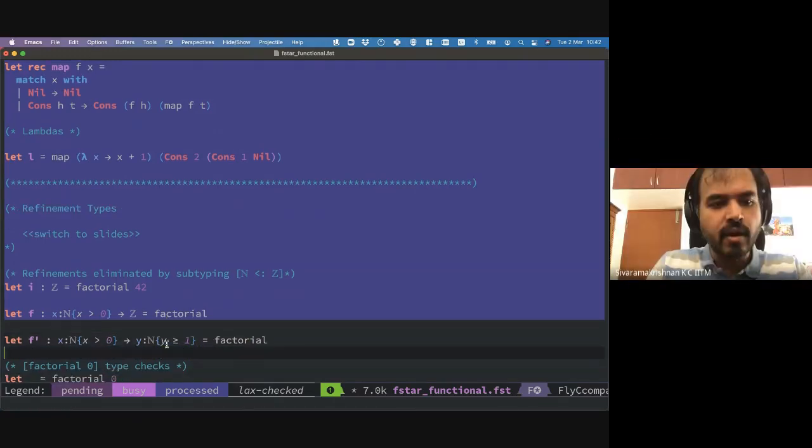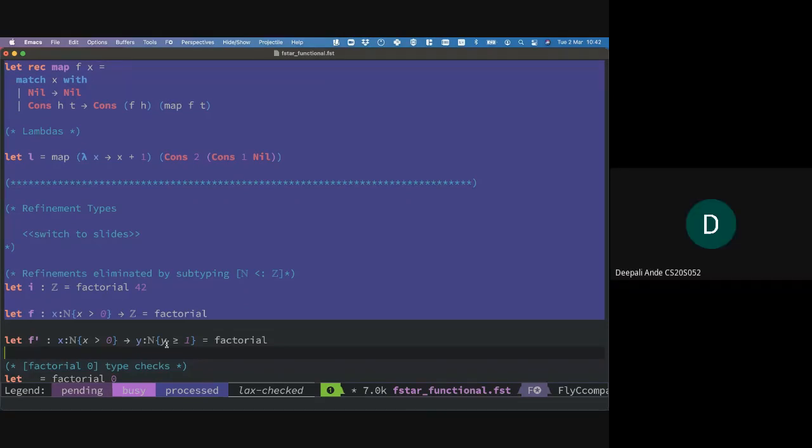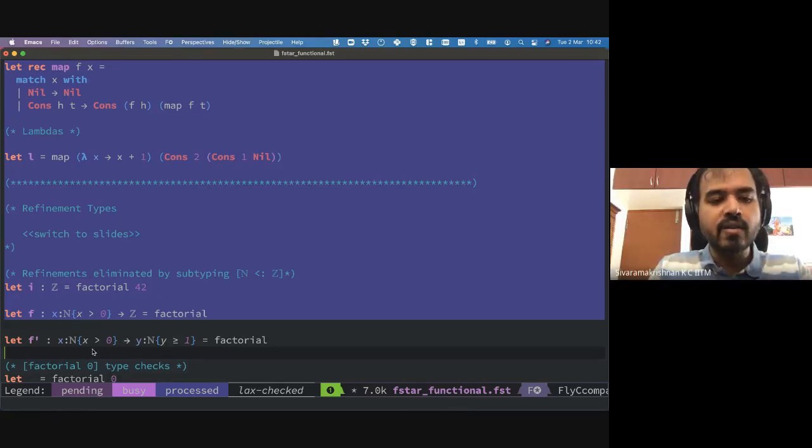Okay. So what do you think will happen here? Any guesses from people? Means according to the definition, it is not following the subtyping. No. Why is it not following the subtyping?